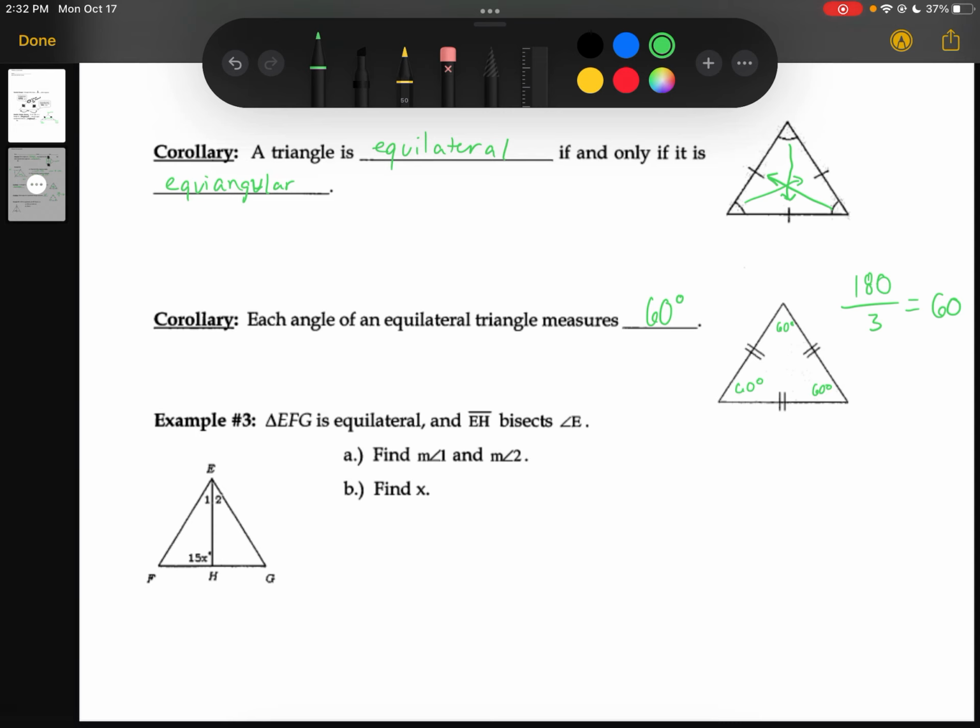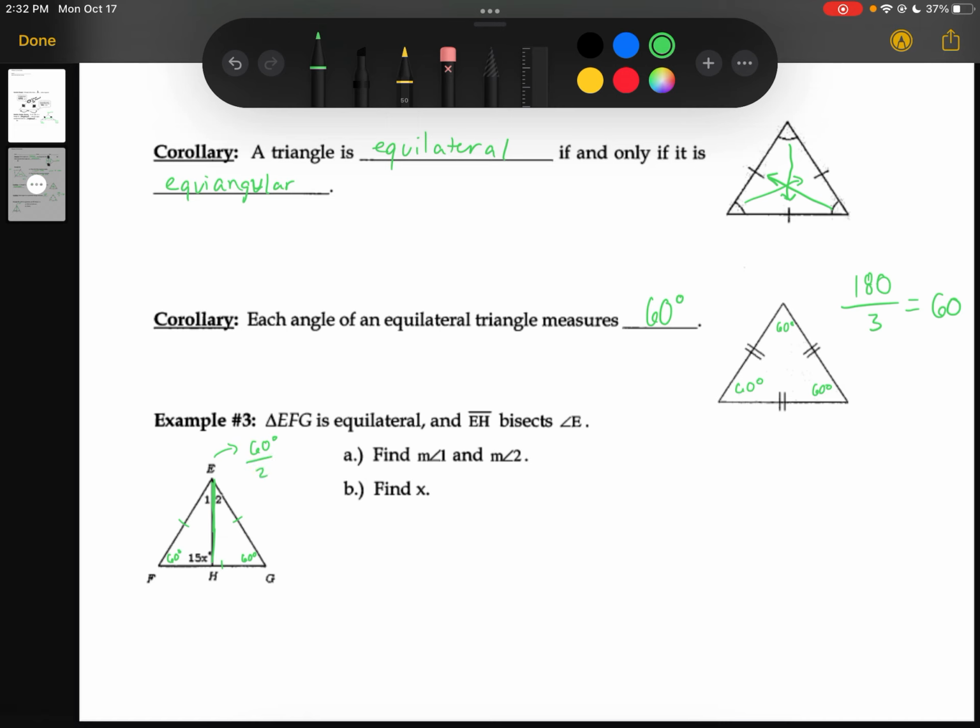So for example number 3, they say that EFG is equilateral. So EFG, this big triangle on the outside, so all 3 of these sides are the same. That tells us that we have 60-degree angles in our corners here. They also tell us that EH, this line right here, bisects E, so it cuts it in half. So we know that E is equal to 60 degrees because it's an equilateral triangle.